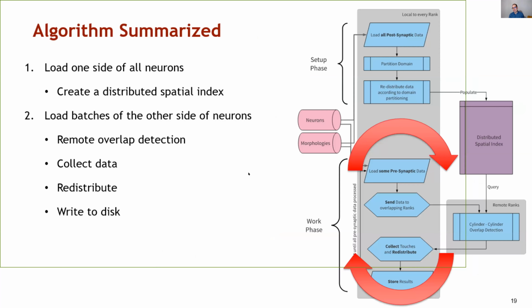So to summarize, we have a two-step algorithm here. First, we load the postsynaptic side. We create a distributed spatial index across all ranks. Then, in the second phase, which I call the work phase, every rank loads a batch of neurons, distributes it to remote ranks, collects overlap data, redistributes, and writes to disk. And it keeps repeating until we've processed all neurons.